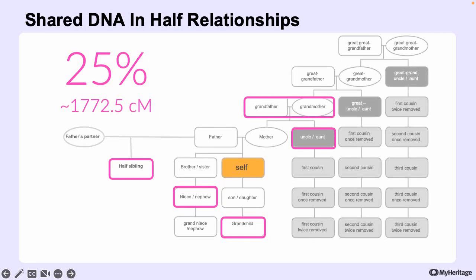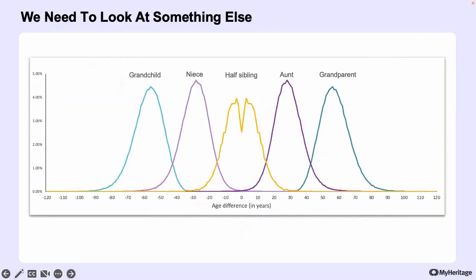Now, if I know that I have a half sibling and I expect to get a match who is a half sibling, then everything is perfect. But what happens if I don't know? And what happens if this half relationship can also be a first cousin, or half first cousin, or half second cousin? So we need to look at something else. We need to look at more data points. And this is the point where our science team gathered a lot of data points, a lot of information from MyHeritage family trees.